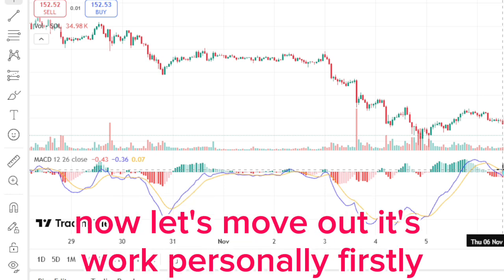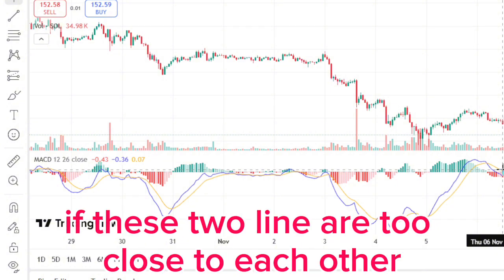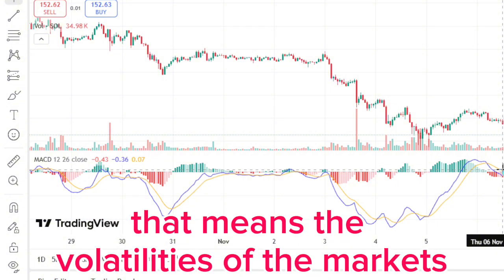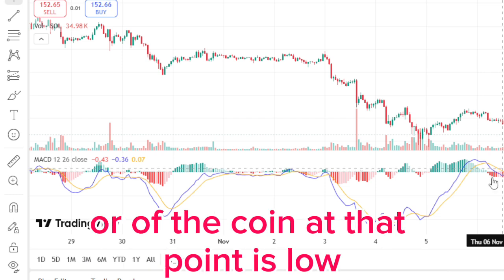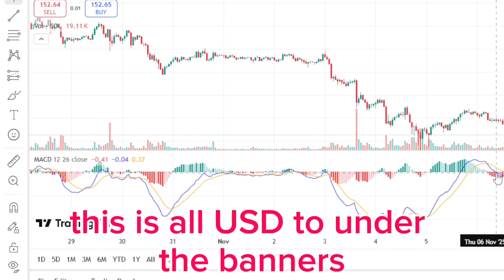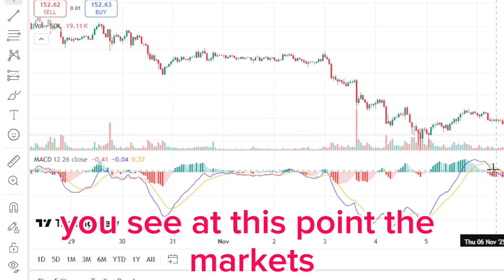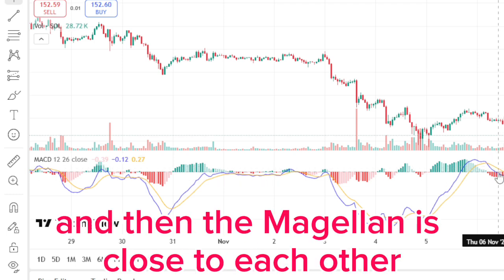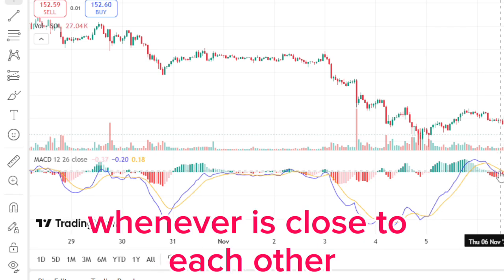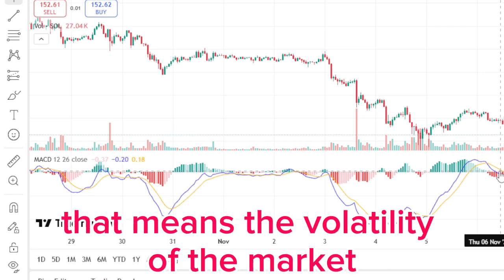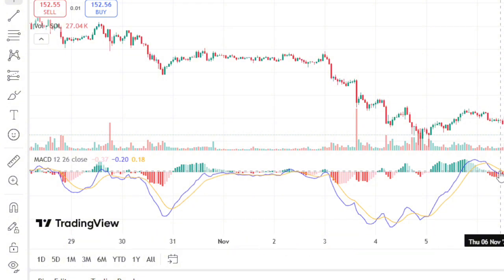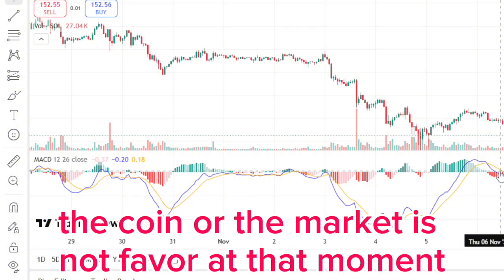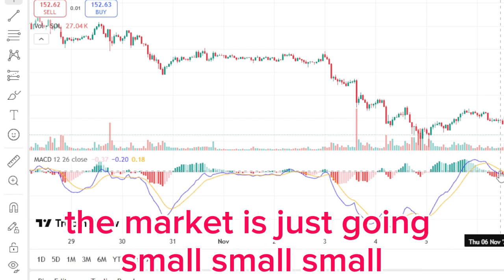Now let's move on to how it works practically. First thing, if these two lines are too close to each other, that means the volatility of the market or of the coin at that point is low. This is all USDT under Binance. You see at this point in the market, the signal line and the MACD line are close to each other. Whenever they are close to each other, that means the volatility of the market at that point is too slow. So that means the coin or the market is not favored at that moment. The market is just going small, small, small, small.